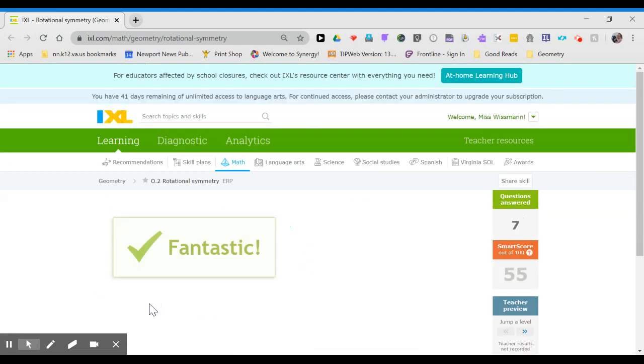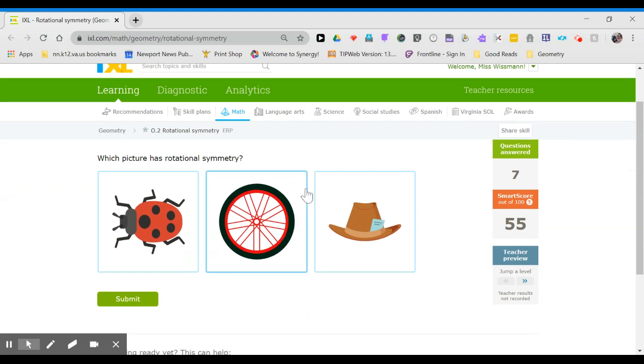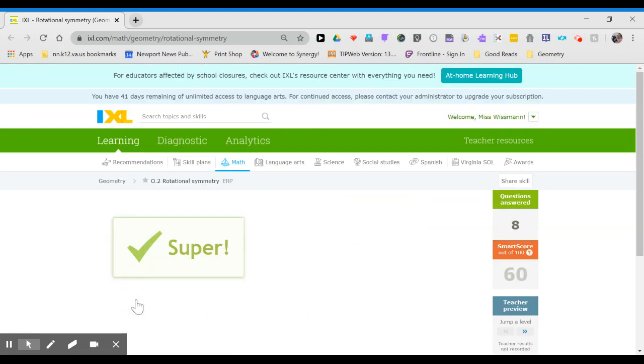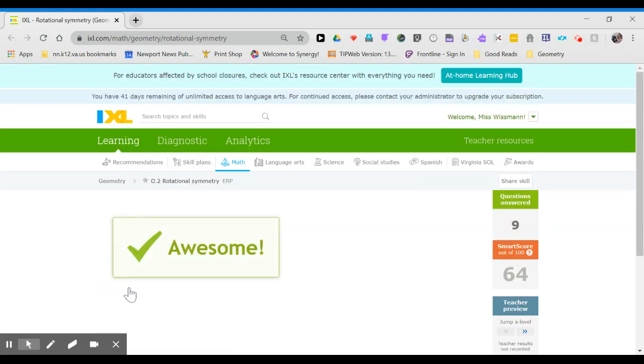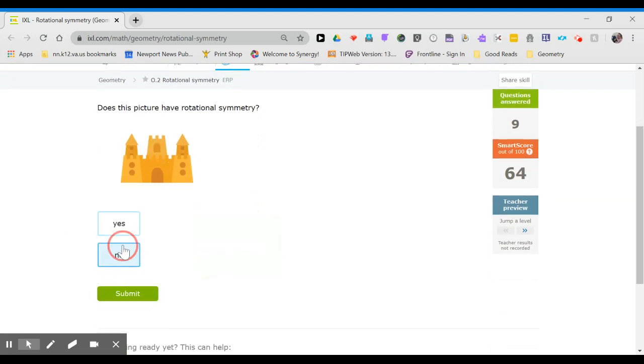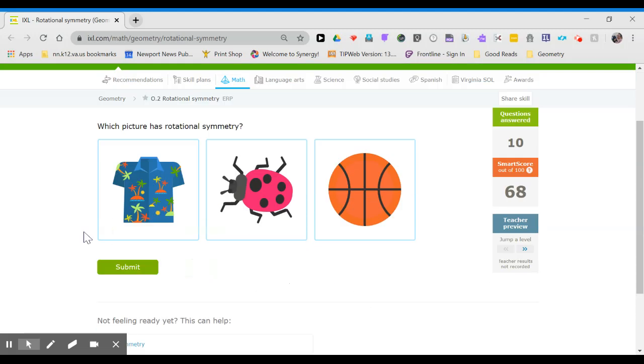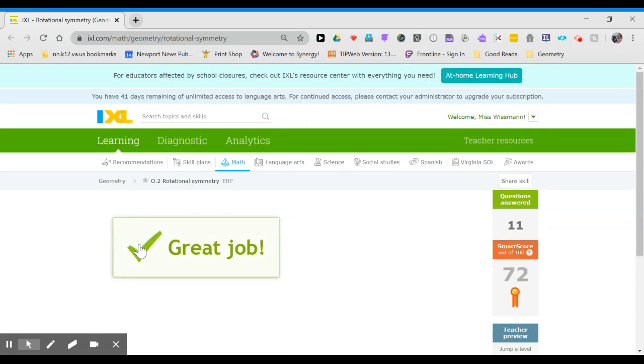Which one has rotational symmetry? Does it have rotational? I can keep going.